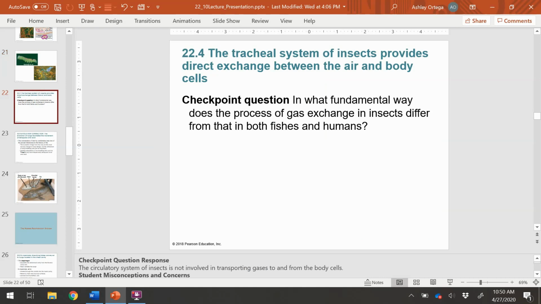All right, so in what fundamental way does the process of gas exchange in insects differ from that in both fishes and humans? And so if you think about this question, insects, and comparing it to fish and humans, both fish and humans will use their circulatory system to help with gas exchange, whereas insects do not.